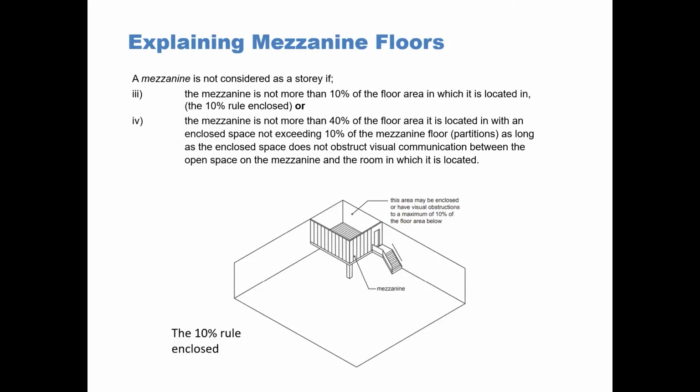Further, a mezzanine is not considered a story if the mezzanine is not more than 10% of the floor area in which it is located. This is referred to as the 10% rule, or enclosed. Or the mezzanine is not more than 40% of the floor area it is located in, with an enclosed space not exceeding 10% of the mezzanine floor. That means partitions, as long as the enclosed space does not obstruct visual communication between the open space on the mezzanine and the room in which it is located. So in this case, with the 40% rule, you can have a small 10% area that's closed in on the 40%. But this diagram depicts the 10% rule.